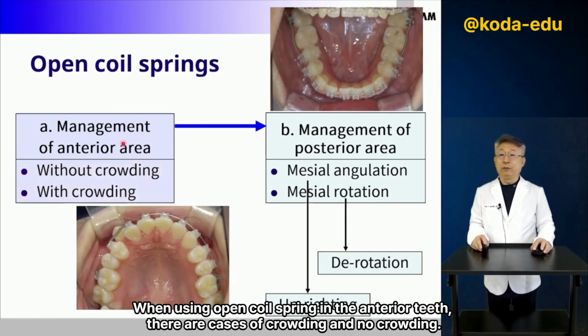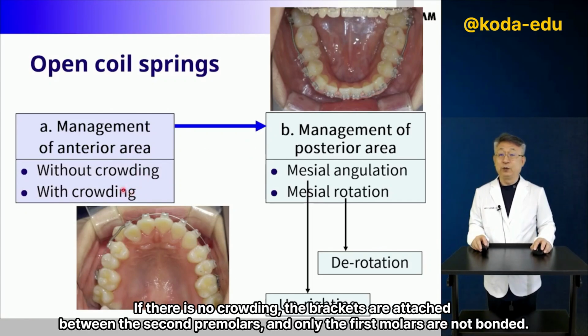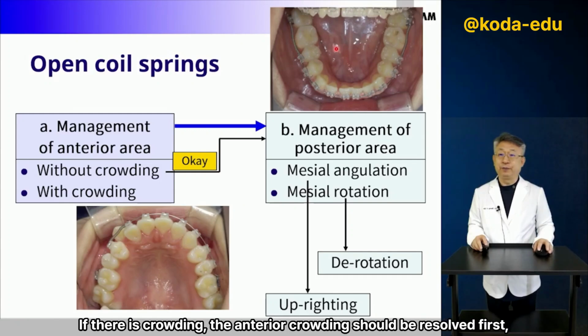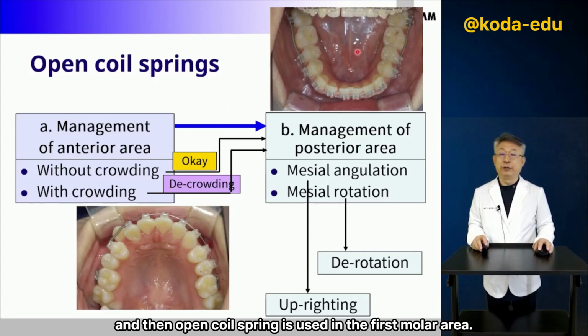When using open coil spring in the anterior teeth, there are cases of crowding and no crowding. If there is no crowding, the brackets are attached between the second premolars, and only the first molars are not bonded. As a result, the treatment duration becomes much shorter. If there is crowding, the anterior crowding should be resolved first, and then open coil spring is used in the first molar area.